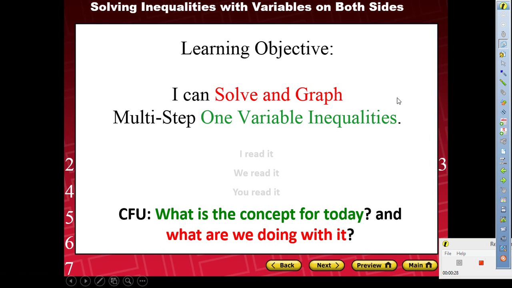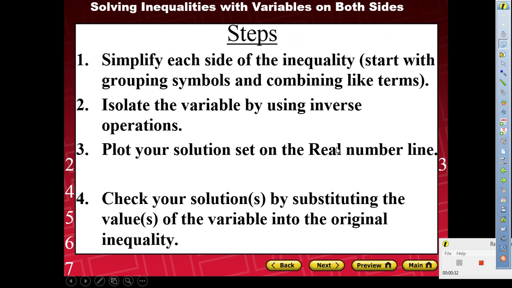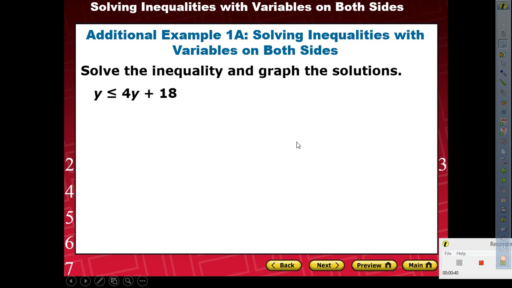We already know what inequalities are, so we don't need a Frayer model. We already know the steps, is that correct? Simplify, isolate, plot, and check. We're still using the same steps. So, copy this. Example 1a. It says, solve the inequality and graph the solutions. Y less than 4y plus 18. Copy that, and then we'll do this one together.